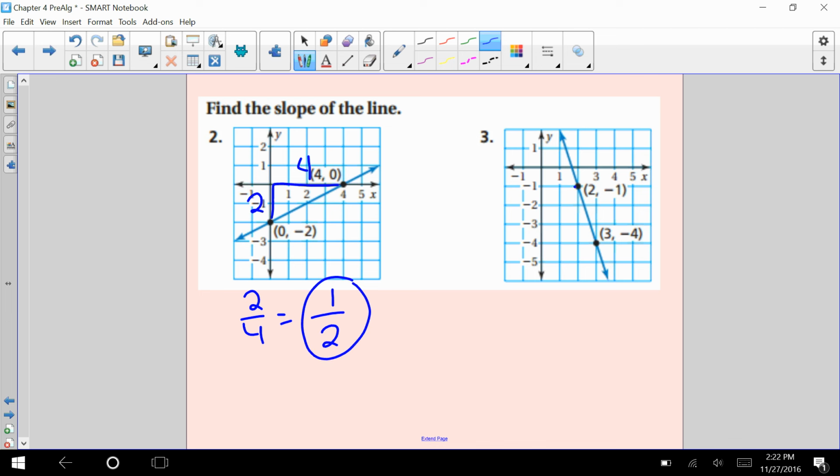For the second one, we make our triangle. We go down 3 over 1. So we have a negative 3 over 1, or just a negative 3 slope.